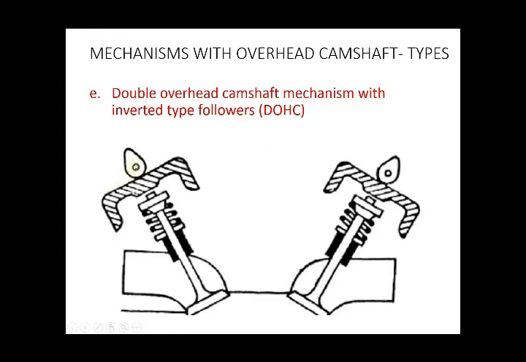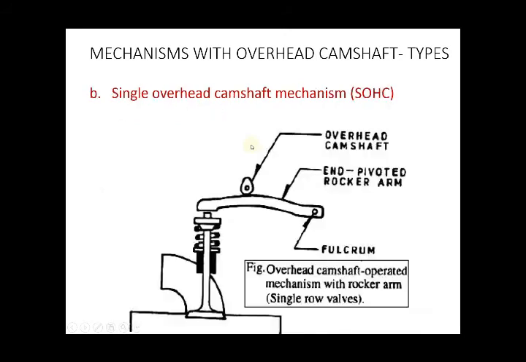Again, the mode of operation is the same. The cam lobe comes and touches this follower, it will push the valve downwards and it will open up, and when it moves away, due to the spring pressure, the valve closes automatically. So these are the different types of overhead camshaft systems.